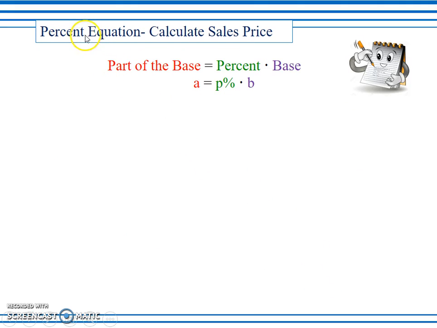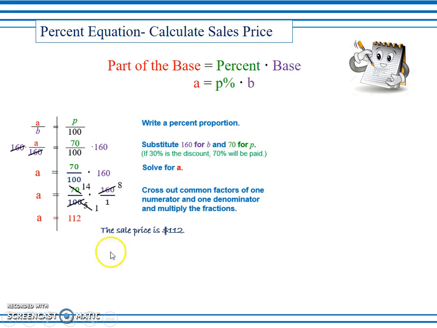Now we're going to talk about the percent equation. So here's the problem that we just did on the previous slide. Here is our proportion, and we substituted in and we solved for A. The equation says that the part is equal to the percent times the base. You can see that right here.